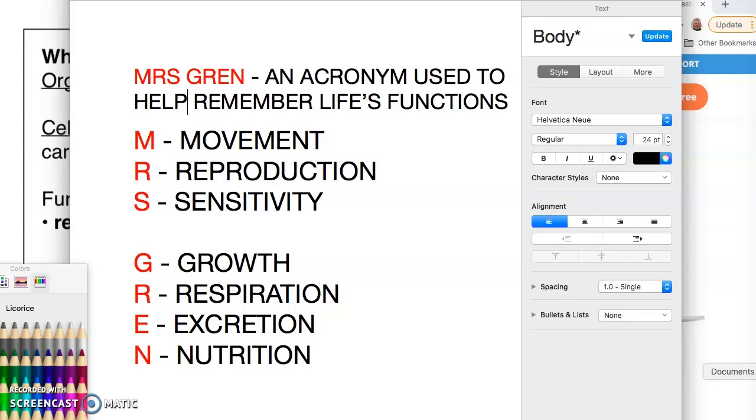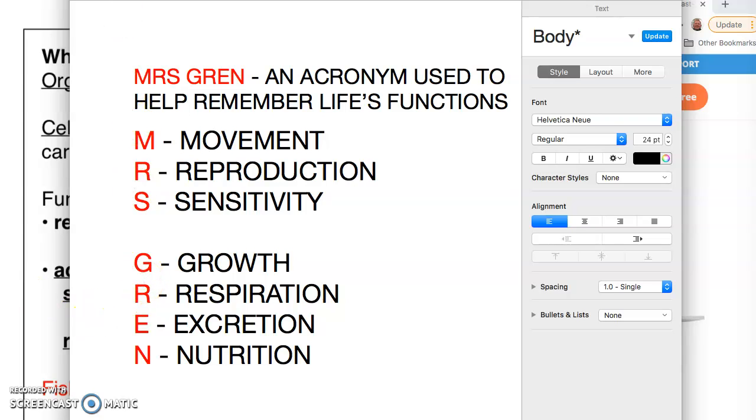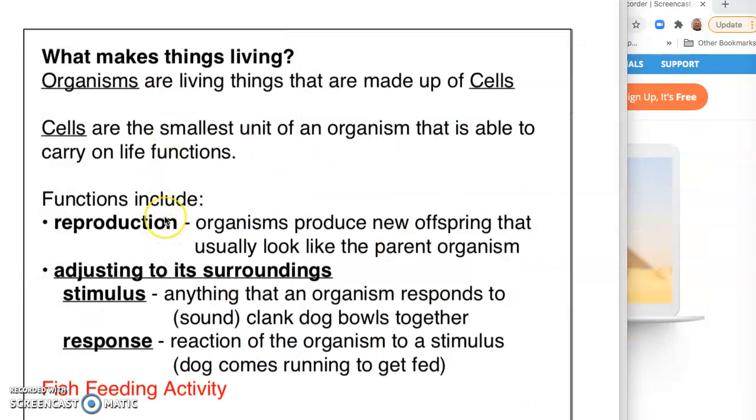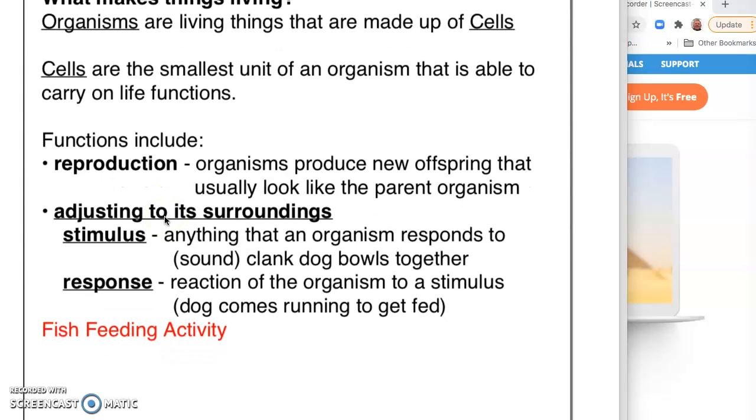It's Mrs. Gren. M stands for movement. R stands for reproduction. S is sensitivity. We'll talk more about that later. G is for growth. R is for respiration. That's breathing as well as breaking food down to make energy. E is excretion, that's getting rid of waste. And N is nutrition, that's taking in food for energy and things of the sort. So we're going to put this away for a while. Let's just talk about those functions a little bit more closely.